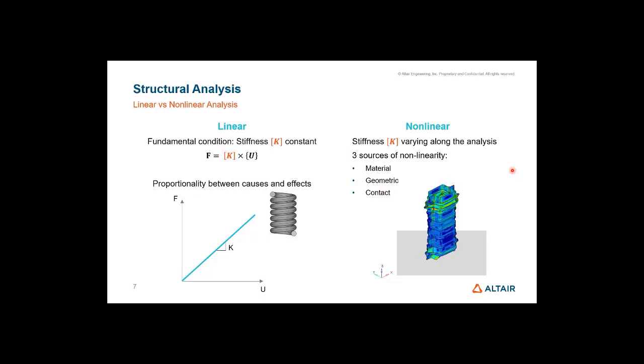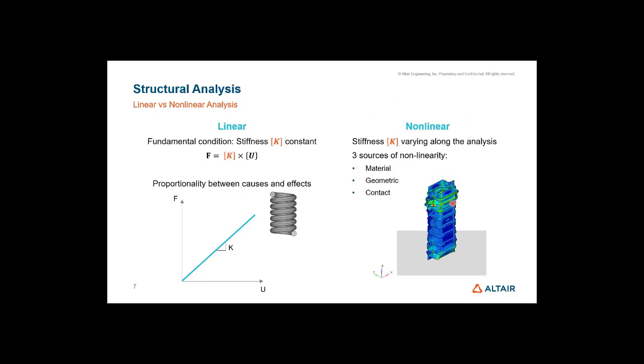Answering some of the questions that I've asked in the system idealization part: how to define my problem in terms of whether it's linear or nonlinear, static or dynamic. Let's go into it right now, comparing both of them and understanding where and when you should use linear or nonlinear, static or dynamic. Starting with the linear part, our fundamental condition is that the stiffness matrix remains constant along the analysis. That means we have proportionality between causes and effects. This stays as a constant value whenever I take, for example, my force divided by my displacement. This will remain constant throughout my whole analysis.